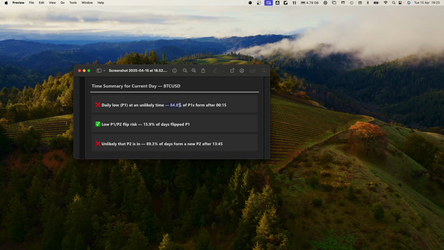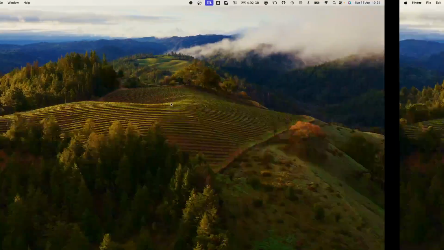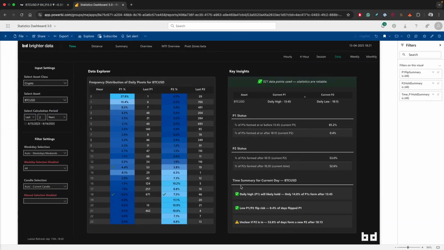Because you already know that 85% of P1s form after 1:45. So once again, don't see these as having to be the same. They're not inherently related. They do not influence each other, and we shouldn't see them as such. So I hope that part makes sense. And in this case, now we know, okay, both of them are in confluence, right?